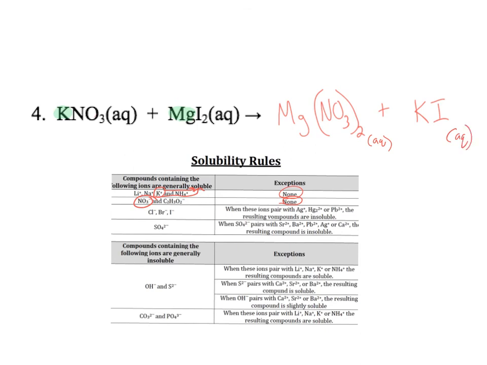And we talked about anytime you have 2 soluble and no precipitate, then the answer is no reaction. If no solid is formed, then there is no reaction.